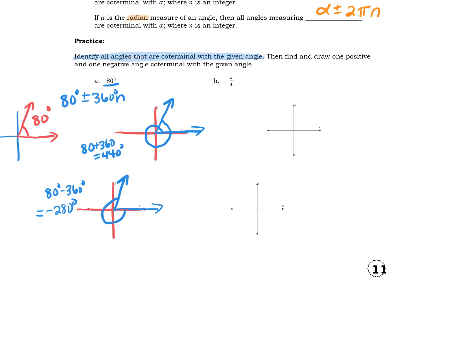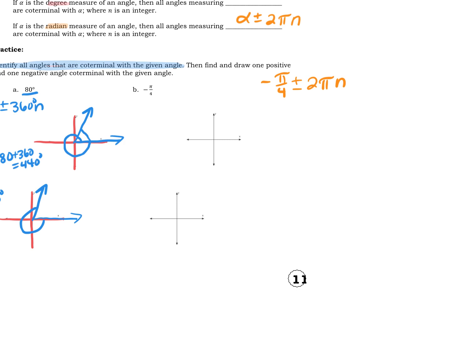So to identify any particular angle, we would say negative pi over 4 plus or minus 2 pi times n, right? I want to do just a rough sketch over here off to the side of what negative pi over 4 is going to look like. So visually, negative pi over 4 is equivalent to 45 degrees, so we're going negative 45 degrees, basically. So here's where my negative pi over 4 is.